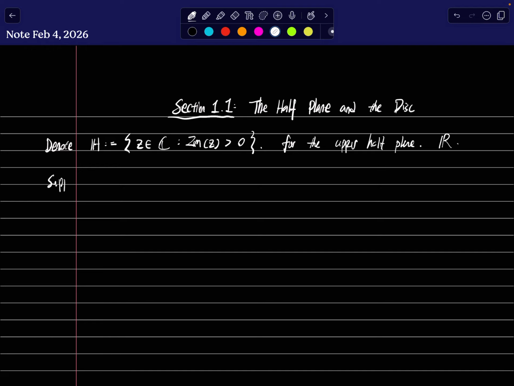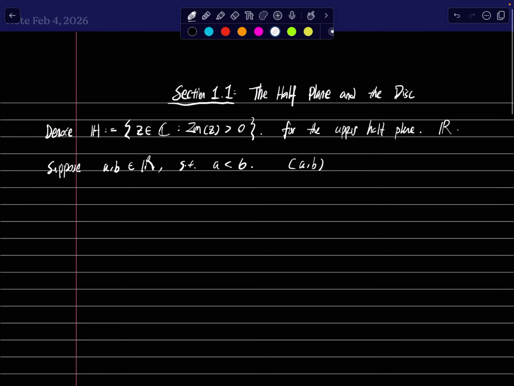Now we suppose we have two points a and b living in R such that a is smaller than b. So it makes sense to denote this as an interval a to b. And we consider a function theta, which is a function of z, and it is defined to be the argument of (z minus b) over (z minus a). By the definition of the argument function, it is actually the imaginary part of the logarithm of (z minus b) over (z minus a).